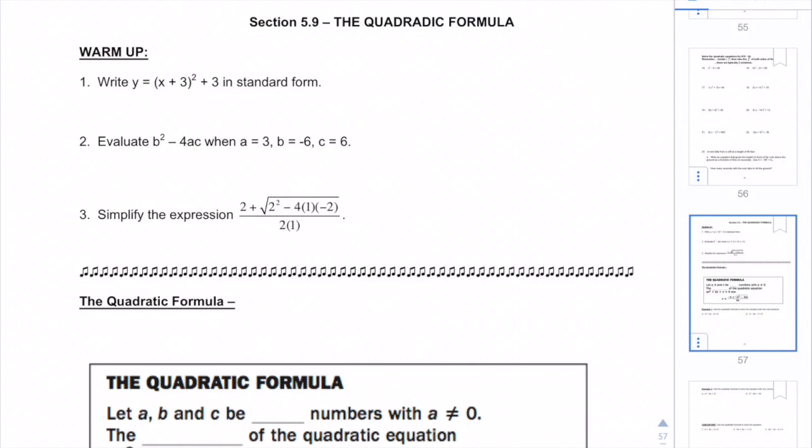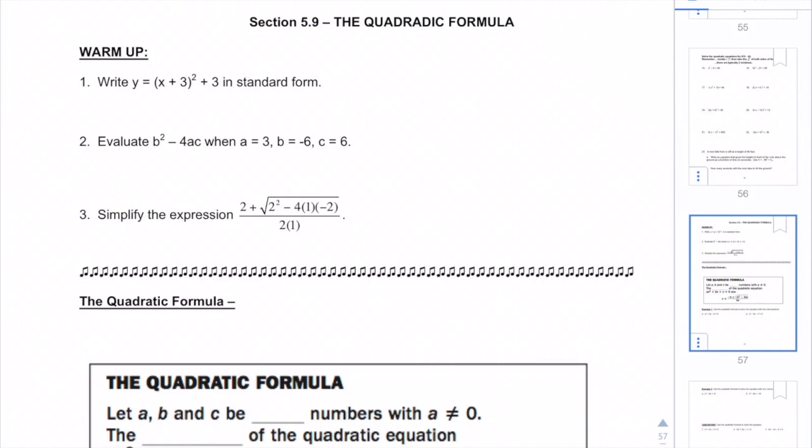Today we're going to talk about the quadratic formula, which we are going to use to help solve quadratic equations. The whole goal of chapter 5 is talking about quadratic functions, anything that involves an x squared. The first part of the chapter we worked on graphing, and then we moved to factoring, and finally the last part of the chapter we've been working with solving.